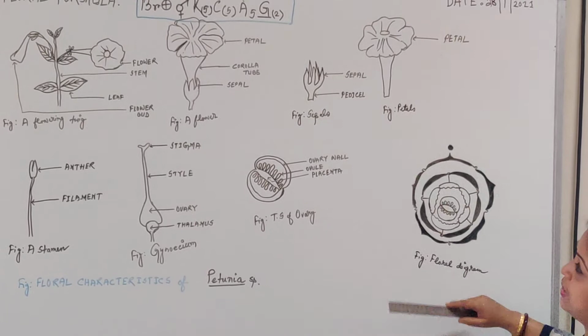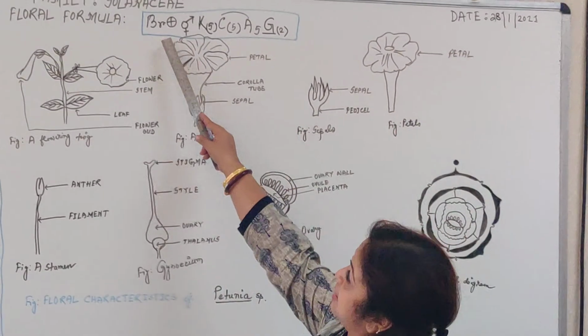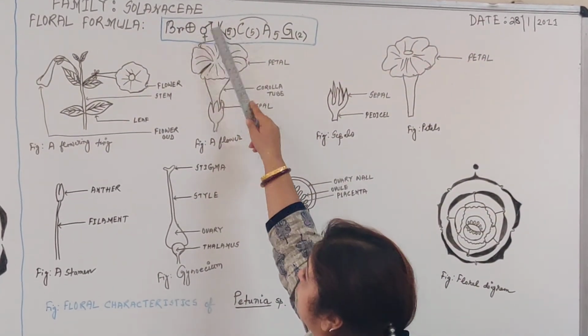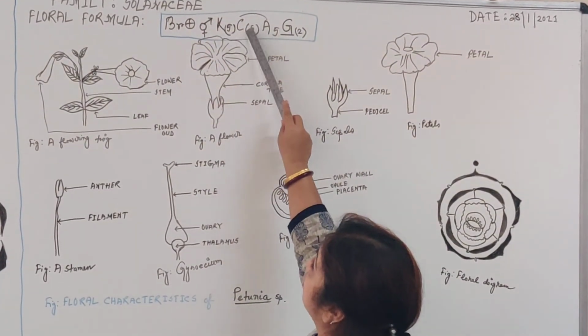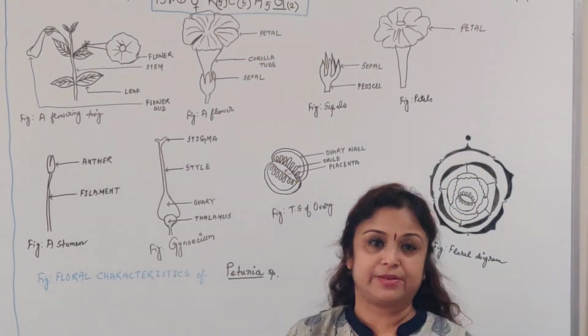So children, this is the entire description of the family Solanaceae: bracteate, actinomorphic, hermaphrodite, calyx, corolla, androecium, gynoecium superior with bicarpellary ovary.